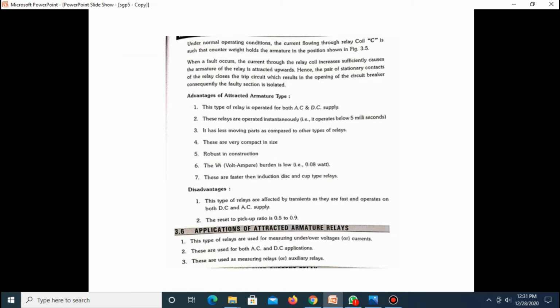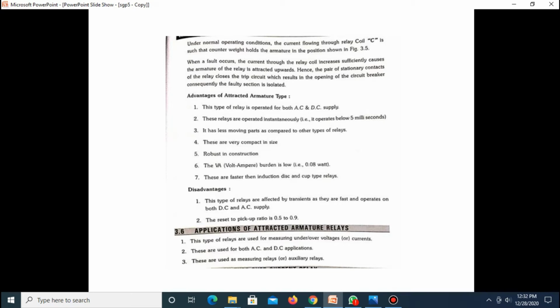The advantages of the attracted armature type relay: this type of relay operates on both AC as well as DC supply. Next, these relays operate instantaneously, that is, below 5 milliseconds. It is a spontaneous response. Next, it has fewer moving parts compared to the solenoid plunger type relay we discussed previously.